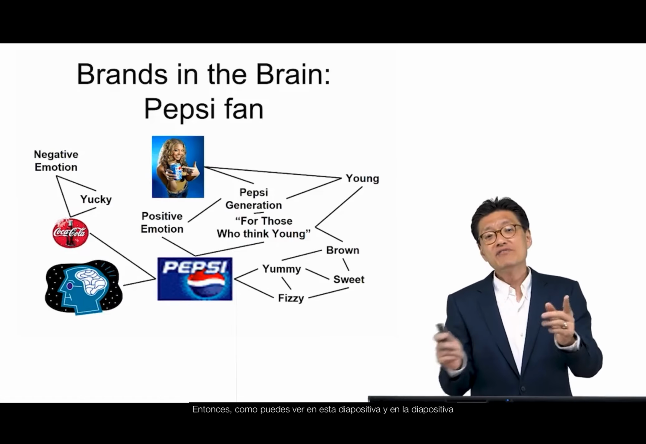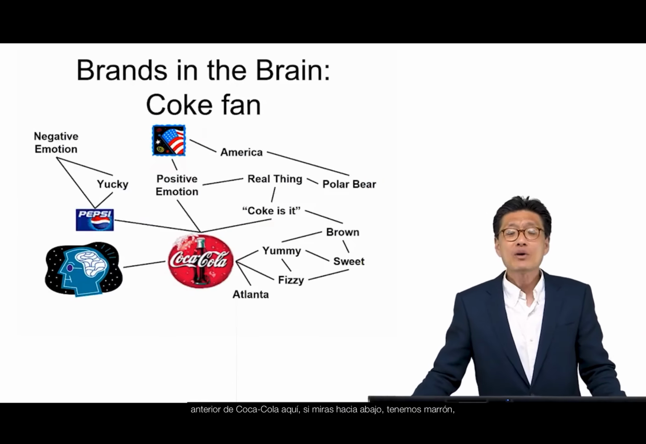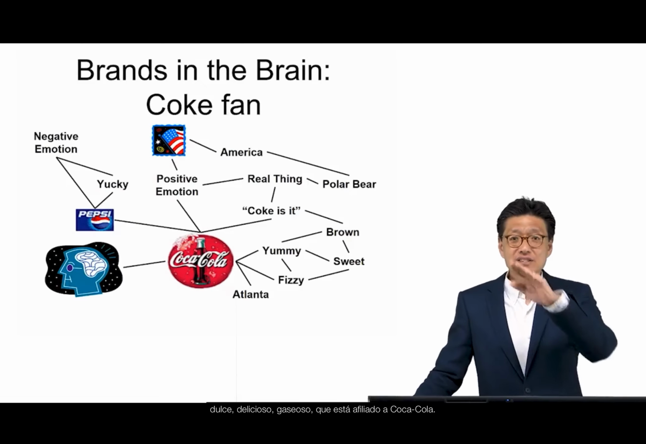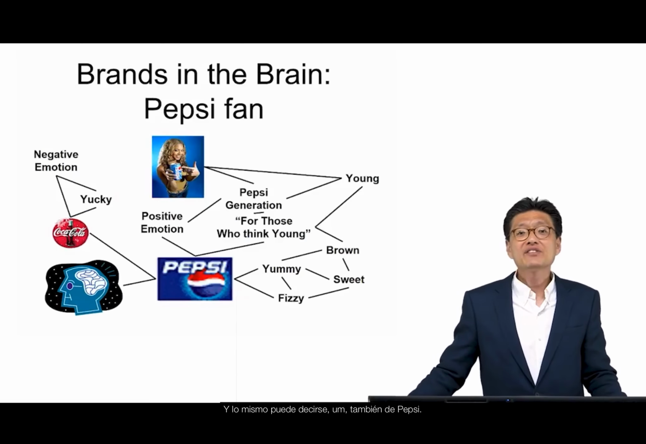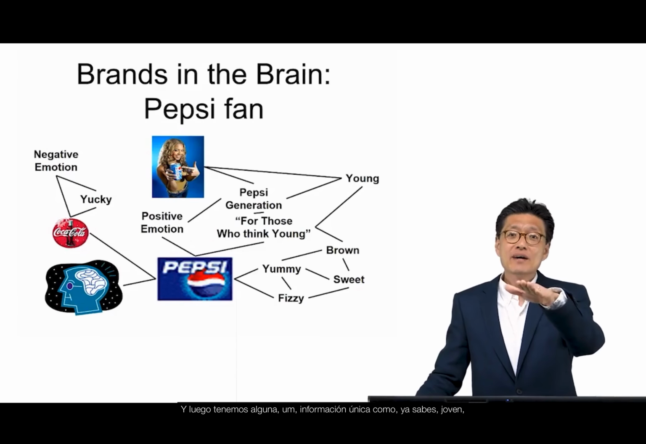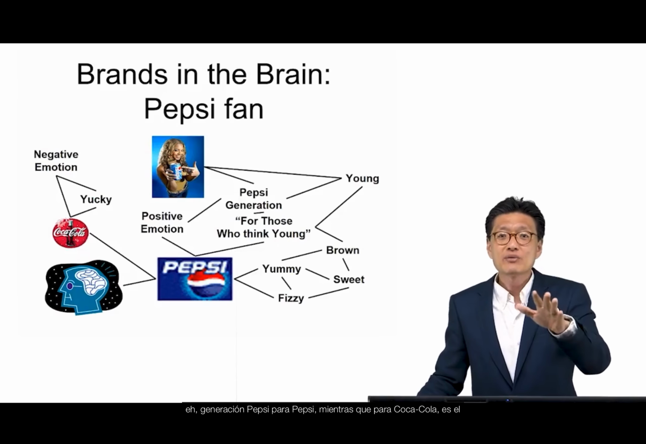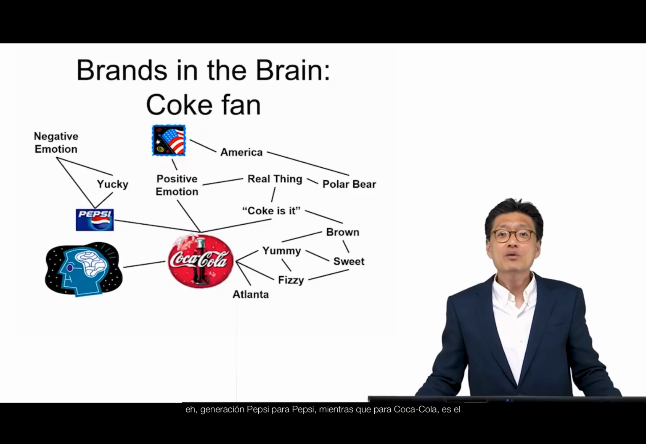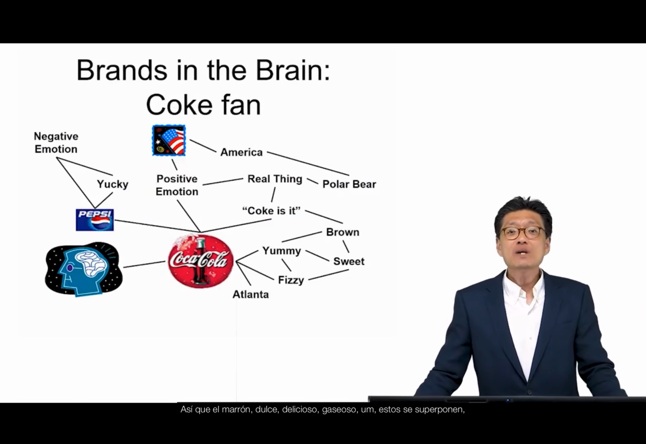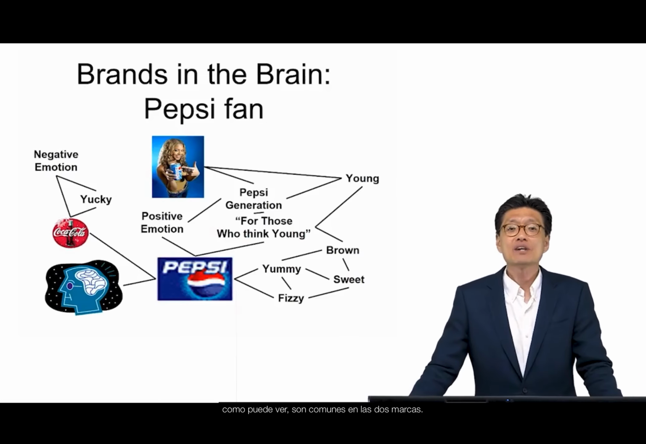So as you can see from this slide and the previous Coke slide, if you look towards the bottom, we have brown, sweet, yummy, fizzy. That's affiliated with Coke. And the same can be said for Pepsi as well. And then we have some unique information like young, Pepsi generation for Pepsi, whereas for Coke, it's polar bear, the real thing, Coke is it. So the brown, sweet, yummy, fizzy, these overlap. As you can see, they're common across the two brands.